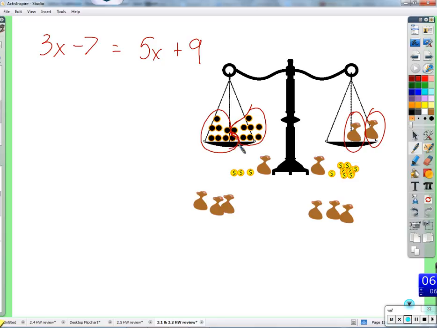Okay, let's look at what it looks like when we do it with the symbols. We took three bags off of each side. That's just minus 3x on both sides. Negative 7 equals 2x plus 9.